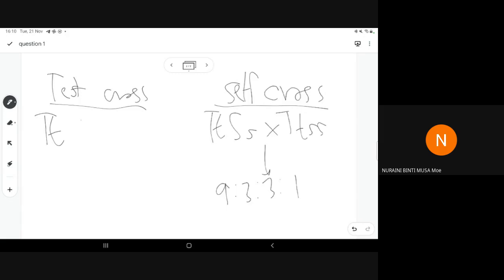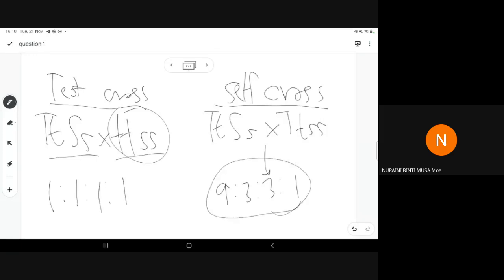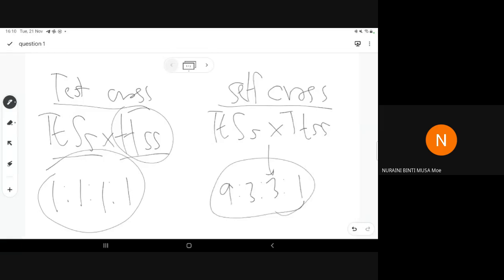So T besar, T kecil, S besar, S kecil, T kecil, T kecil, S kecil, S kecil. Dua-duanya homozygous recessive. The cross is with homozygous recessive. So this is a test cross which will give you a 1:1:1:1 ratio. Okay, so bandingan ratio untuk self cross dihybrid ialah 9:3:3:1. Untuk test cross dihybrid ialah 1:1:1:1.